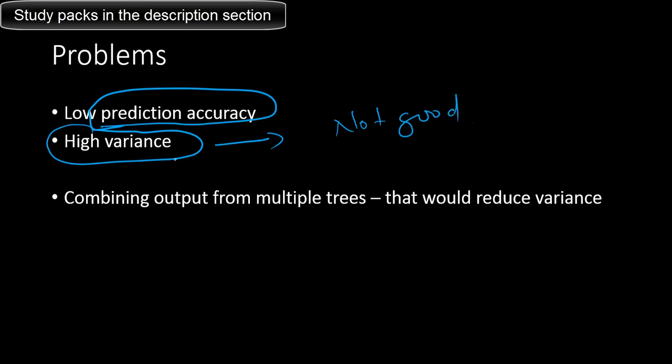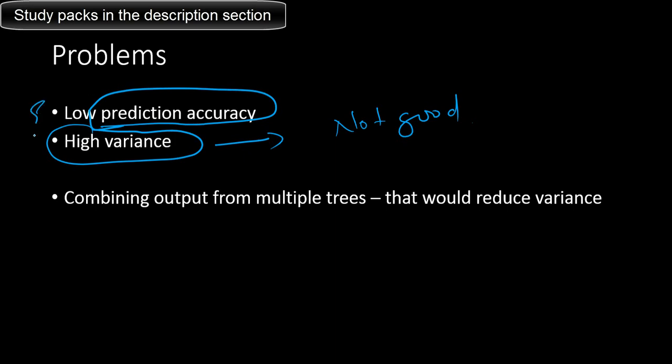So we want models that have less variance, in the sense that if you use 10 data sets, the prediction accuracy should be very consistent across these 10 data sets. It should not vary much. If it varies a lot, then who knows whether your model will predict well for your new data or not. That is going to be a problem.